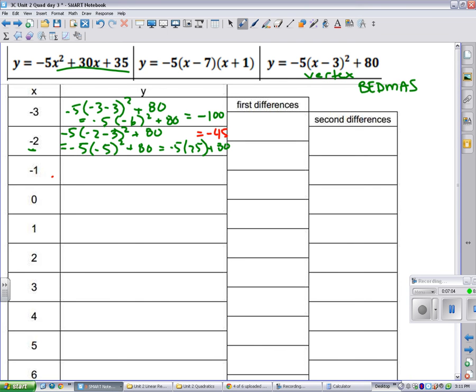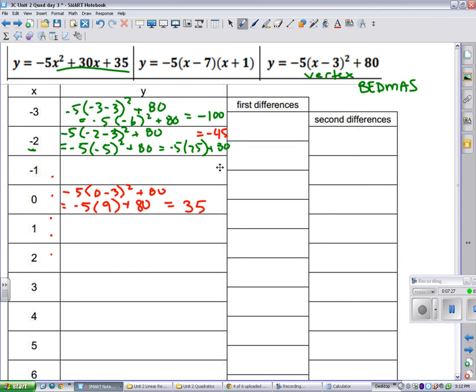I want to continue this all the way down through the table, please. This one's going to be really easy, so I'm going to do this one quickly. This is -5 times (0 minus 3) squared, add 80. So I'm going to do -5 times 9, add 80. This is -45. -45 plus 80 is going to be +35. So you can check a couple of those.